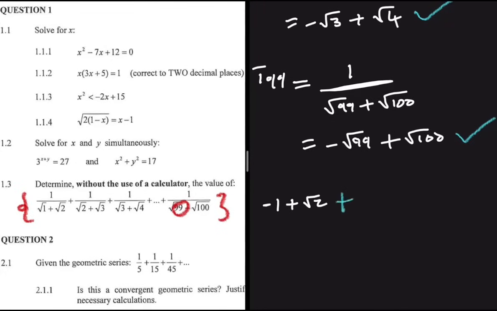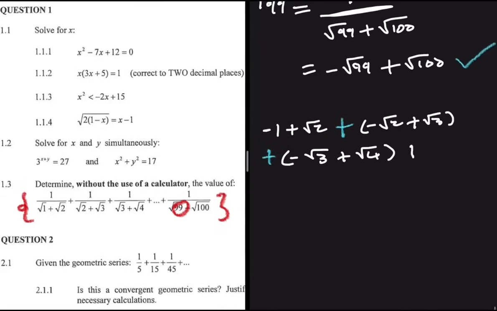Plus the second term. So let's go ahead and add the second term. For the second term, we have minus square root of 2 plus square root of 3, right? And then the third term, we're going to have plus what? Plus minus square root of 3 plus square root of 4. Right, so that is the third term. And then plus all the terms in the middle until the last term. So for the last term, we have minus square root of 99 plus square root of 100. And now we're just one step away from getting our answer.